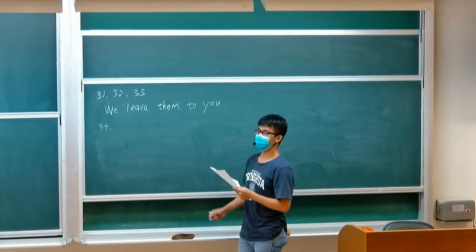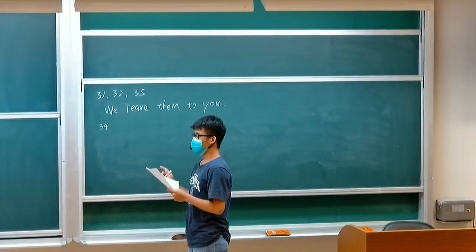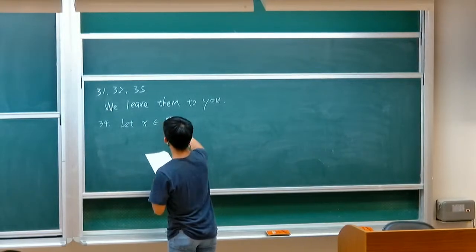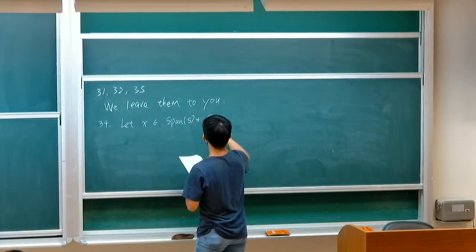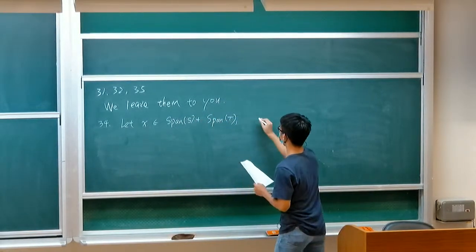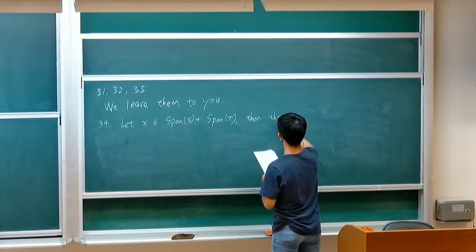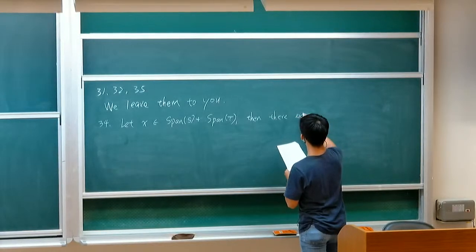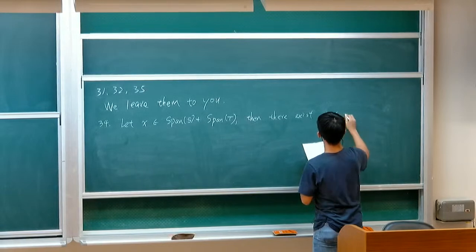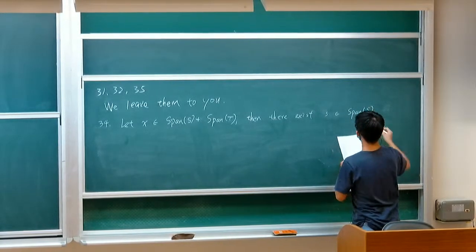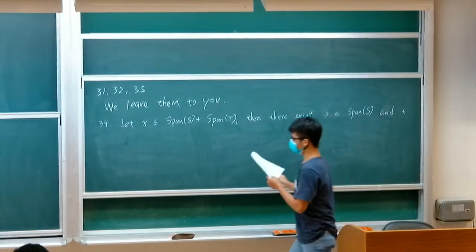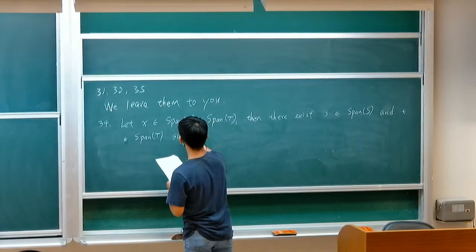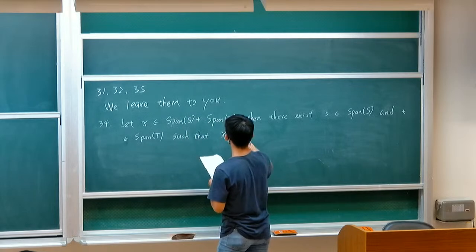Okay, first we will show that span of S plus span of T is inside span of the union of S and T. We let x be an element of span of S plus span of T. Then there exists an s in span of capital S and a little t in span of capital T, such that x equals s plus t.